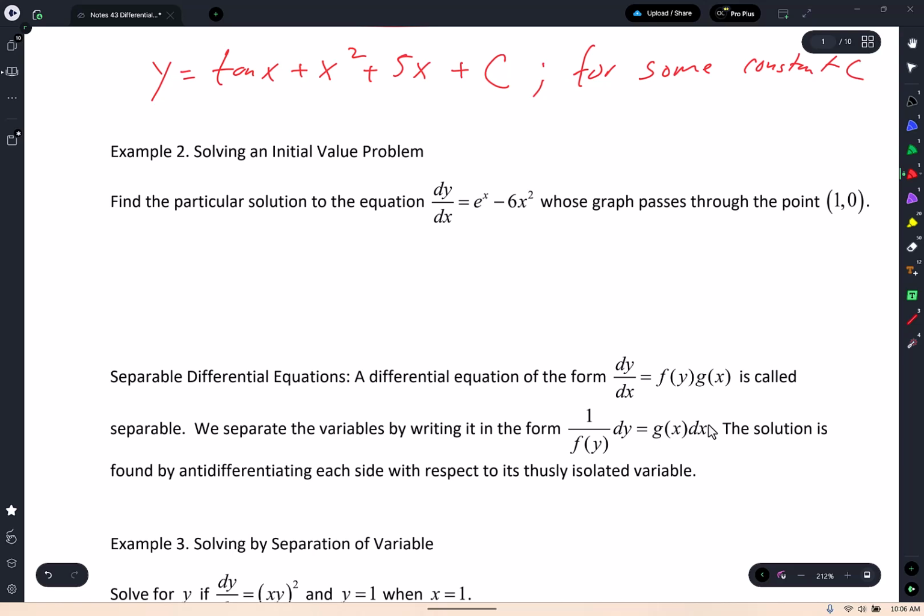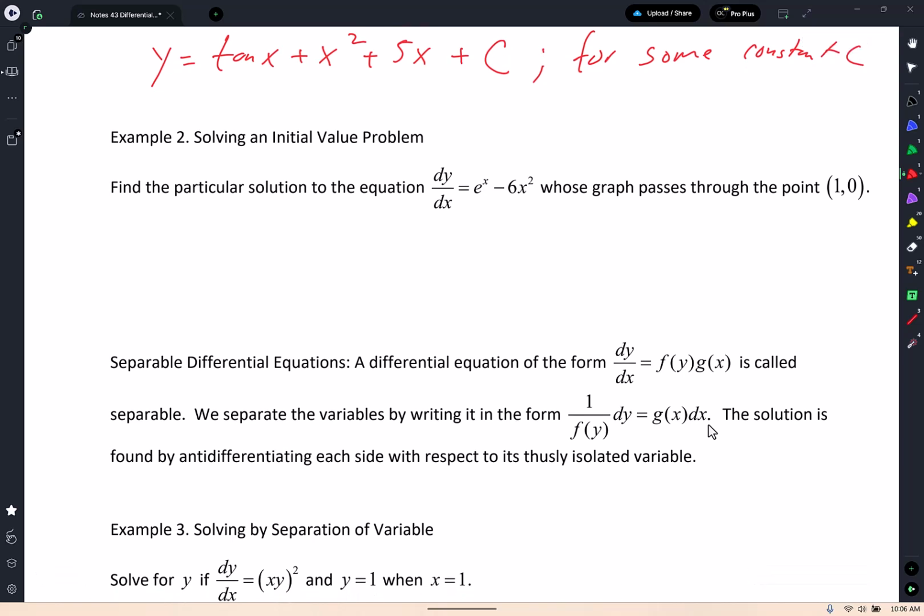All right. Solve an initial value problem. Relax. You've done this already. So find a particular solution to the equation dy/dx equals e to the x minus 6x squared whose graph passes through the point (1, 0). That 1 is an x. That 0 is a y, right? So you're just going to say, okay, antiderivative. Antiderivative of e to the x is just e to the x. Antiderivative of 6x squared is, let's see, add 1 to the 2, so that's 3. Divide by 3. 6 divided by 3 is 2, so 2x cubed.